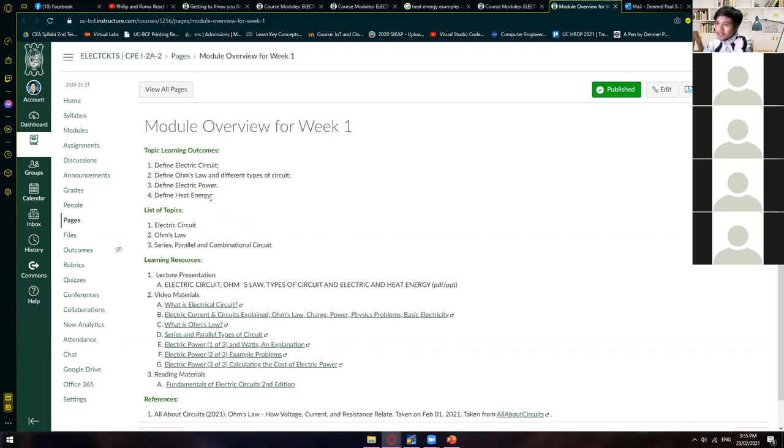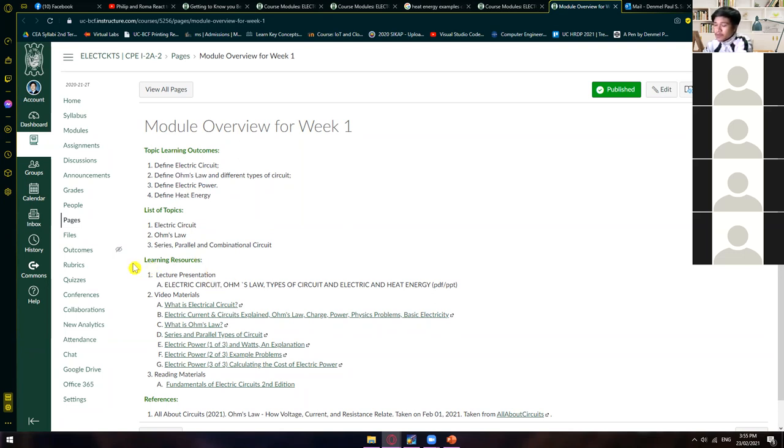Basically, those two are couples wherein if there is electric power, there is also heat energy. If there is heat energy, there is always electric power. This is only in terms of electrical circuits, with the use of electricity. Of course, there are a lot of ways to create heat energy, but in here, you're going to use electric power. And then here is the list of topics: electric circuit, Ohm's law, series and parallel, and combinational circuit. And the other two, which I wasn't able to list here, are electric and heat energy.